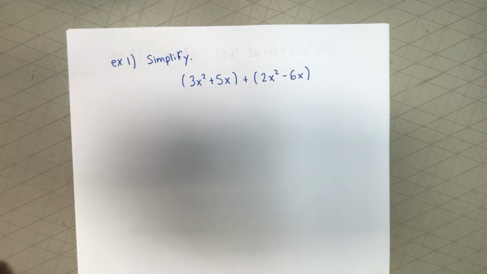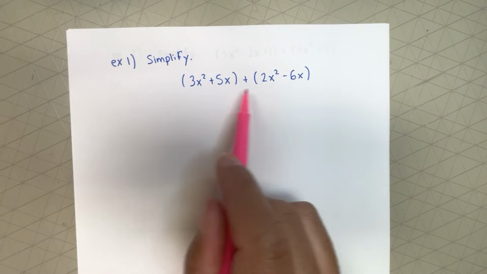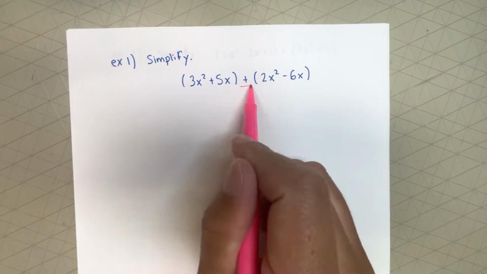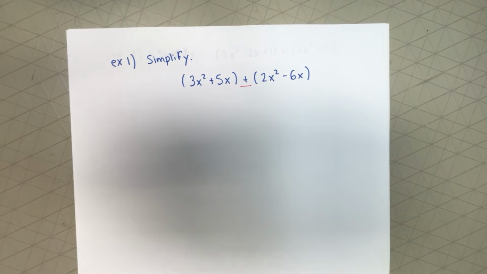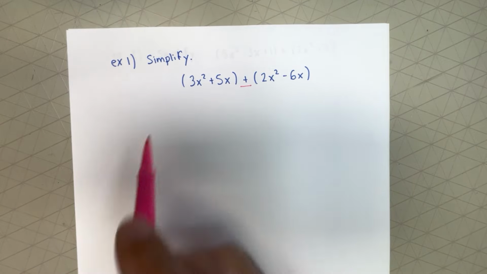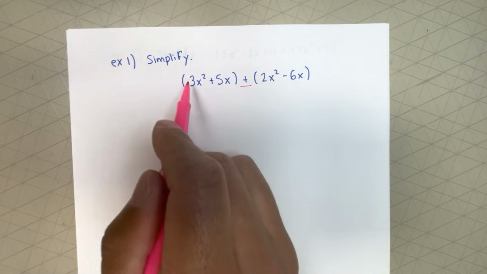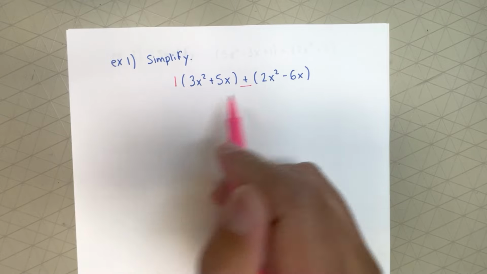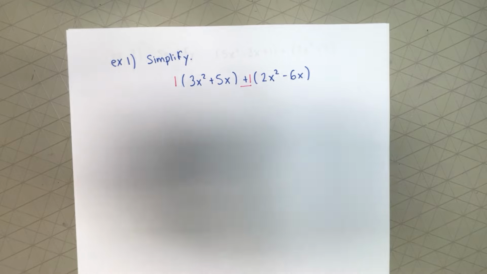And in our first problem, we're just going to be asked to simplify 3x squared plus 5x plus parentheses 2x squared minus 6x. Now, when you're doing this, the most important thing is ask yourself, what's happening between these two parentheses? I hope you agree that this plus sign means that you're going to be adding them. So what you're going to do is you're going to focus on what's in front of each parentheses. In front of this parentheses is the 1. In front of this parentheses is a positive 1.